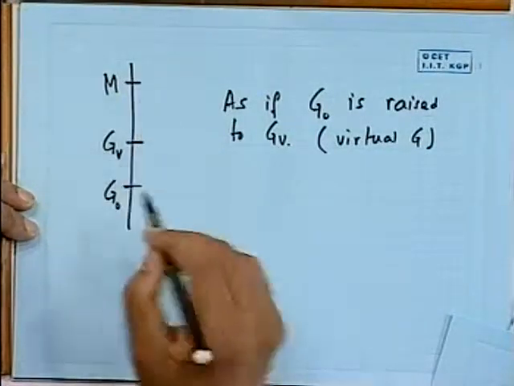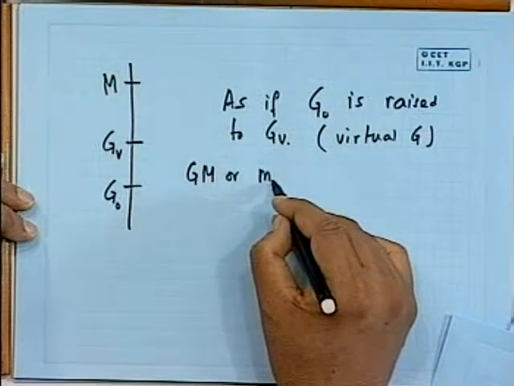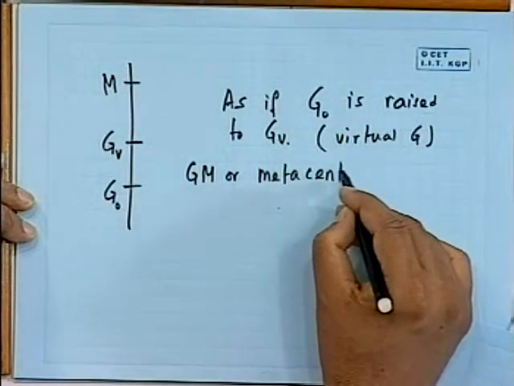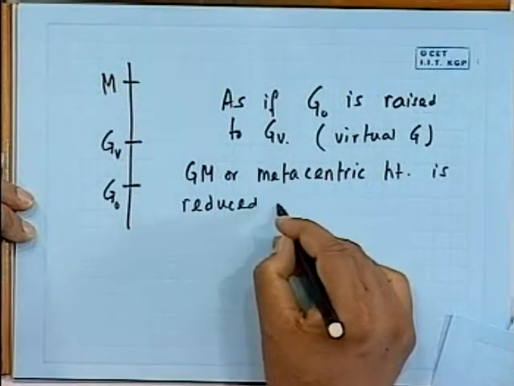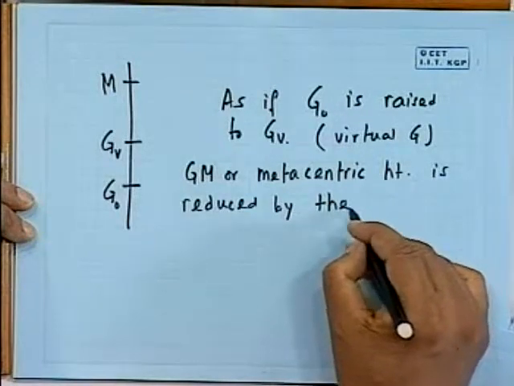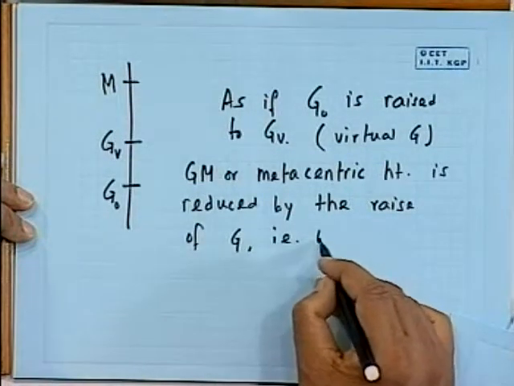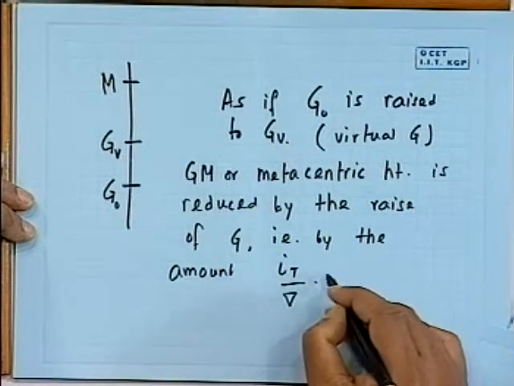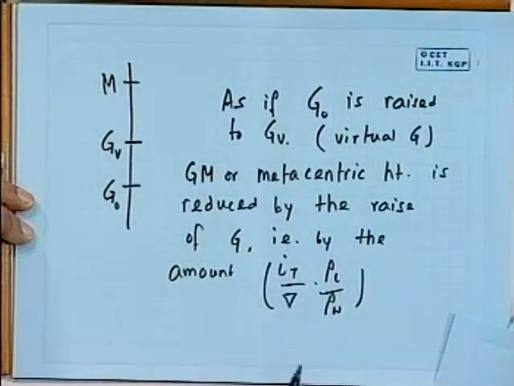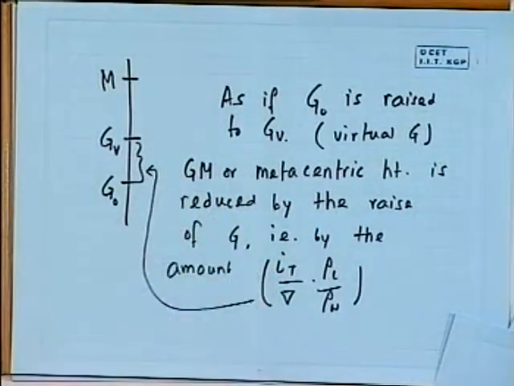So naturally GM is reduced by that much amount. When we say GM, it is the metacentric height. By this amount we have got a reduction of metacentric height.